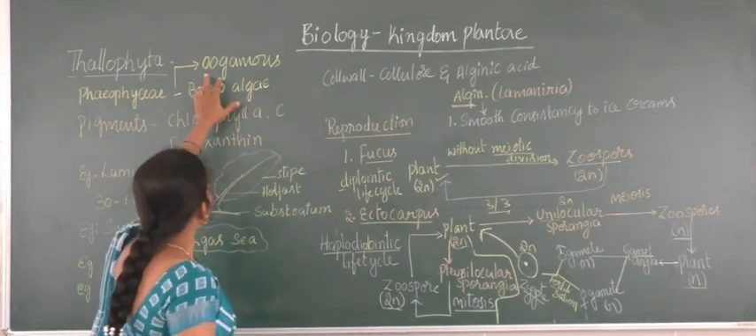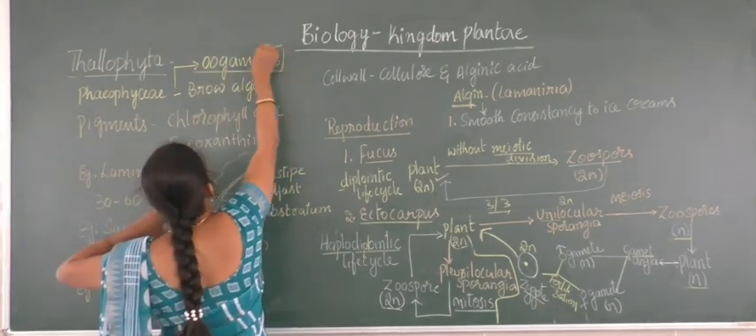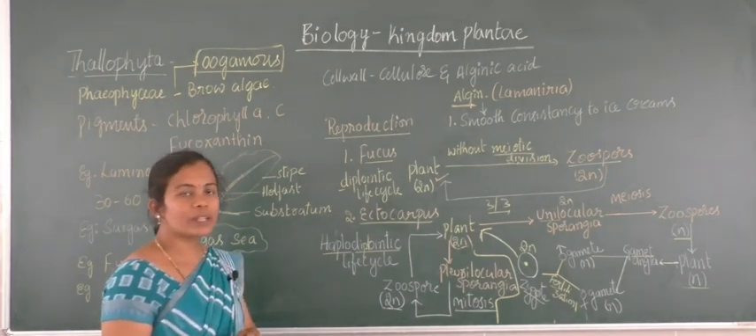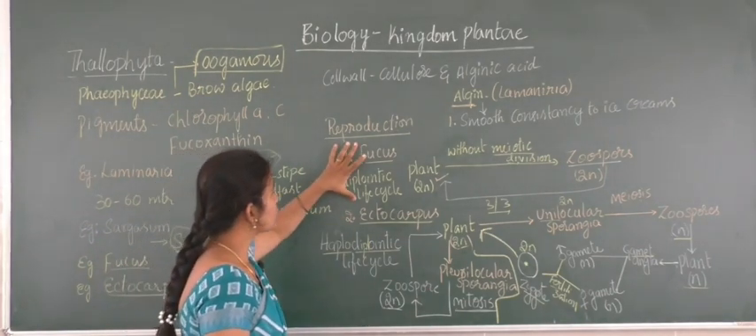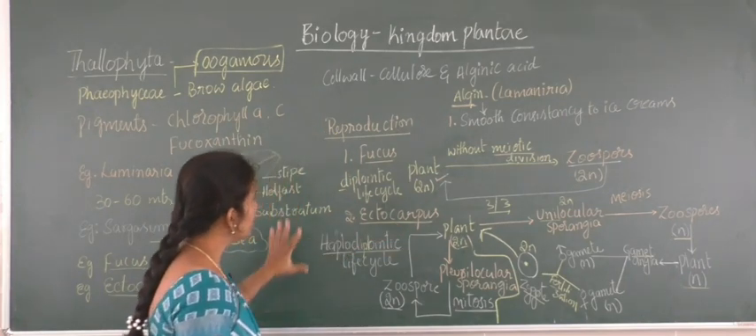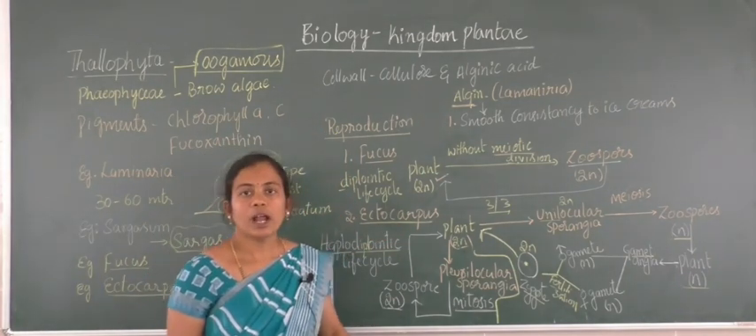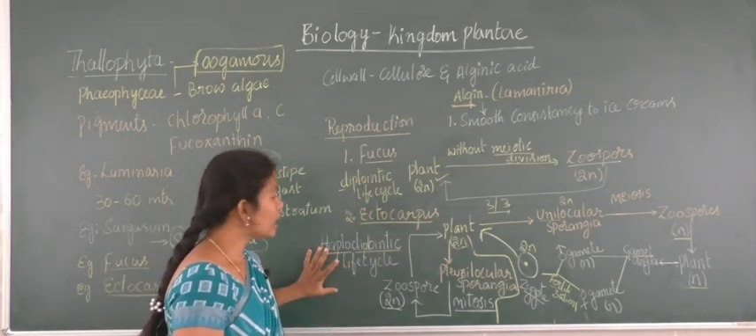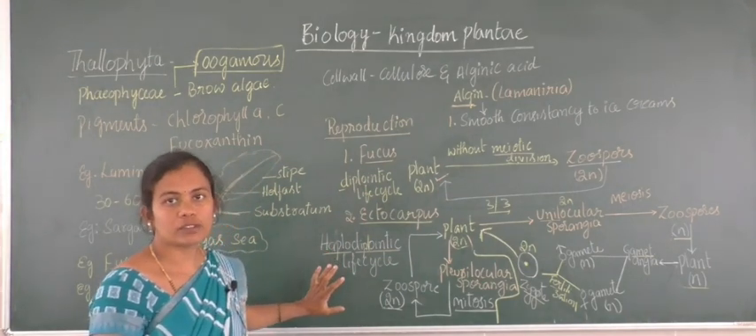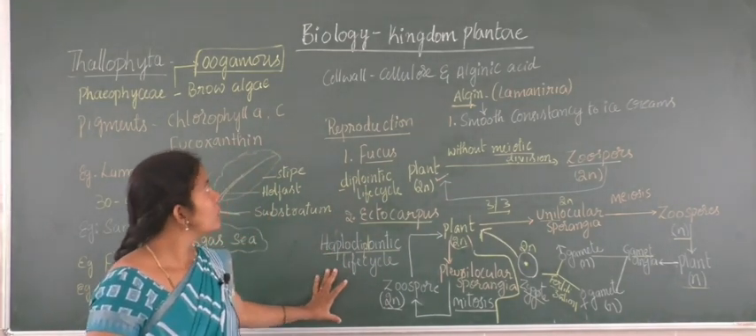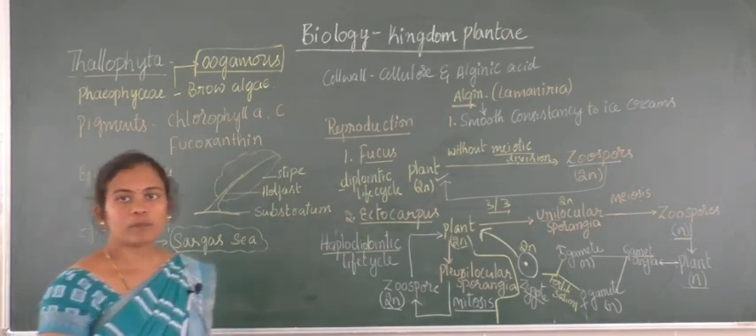Understood? Regarding sexual reproduction, it is only one method, the oogamous type of reproduction, and the asexual method is slightly different. In case of Fucus, it is one type. In case of Ectocarpus, this is also another type. So that's why I mentioned it over here, and make a note of this to find out the haplontic, diplontic and haplodiplontic types. That is all regarding Thallophyta.